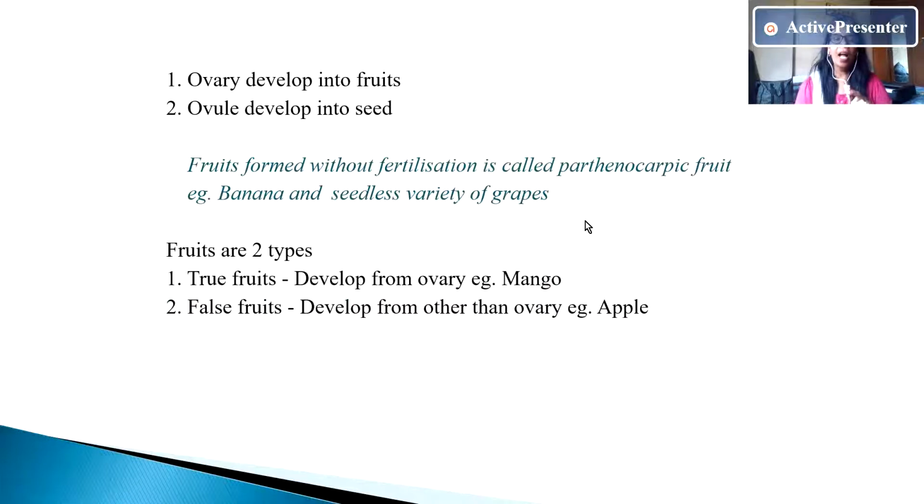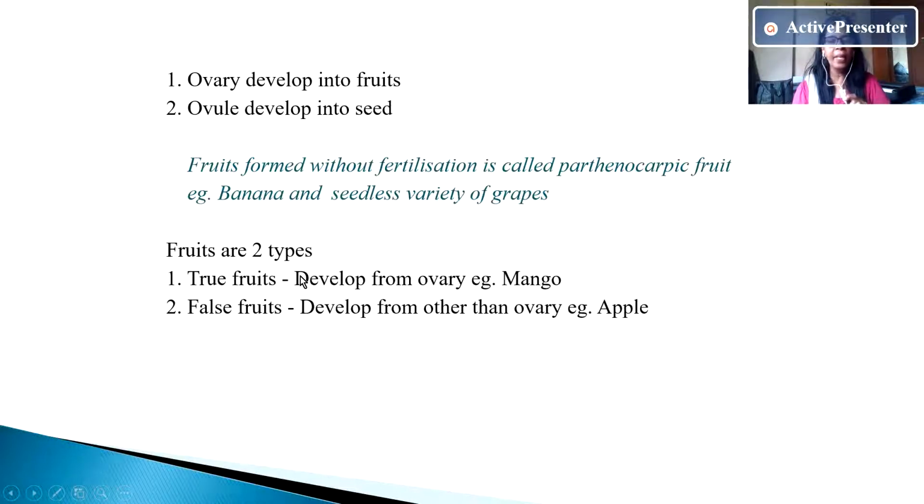Then next, after fertilization, what happened to the ovary parts? That is, the ovary develops into fruit and the ovule develops into seed. Inside the seed you saw now, that is endosperm and embryo. And a fruit formed without fertilization is called a parthenocarpic fruit. In the 11th standard you have studied banana and seedless varieties of grapes.